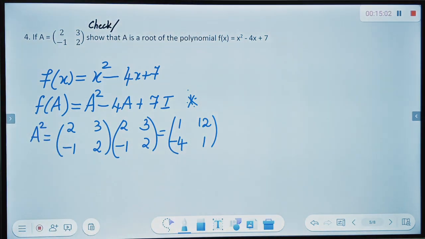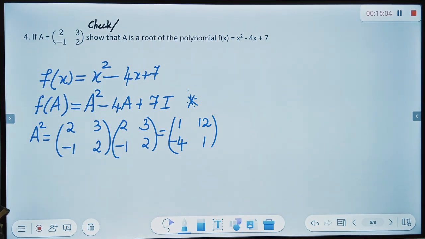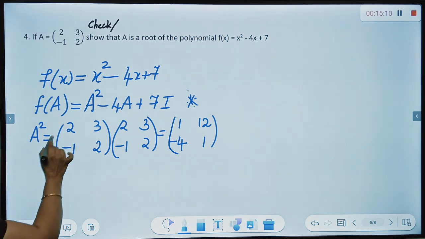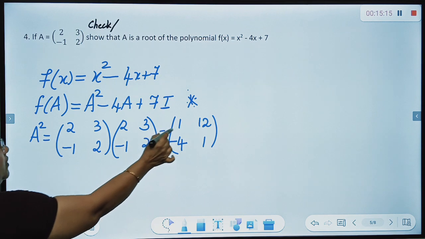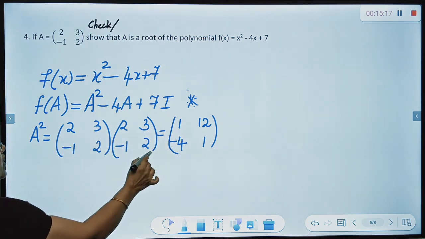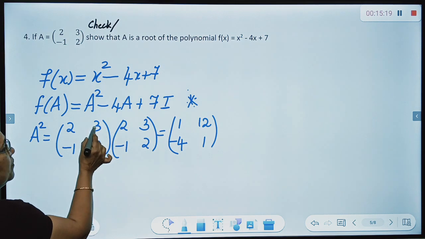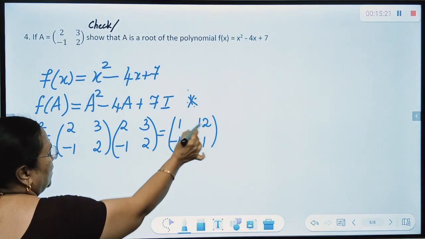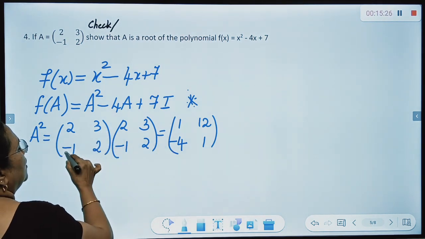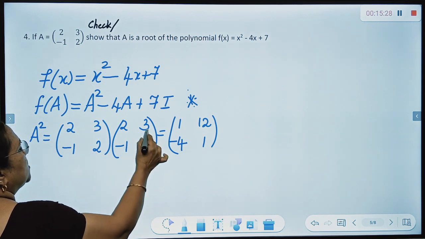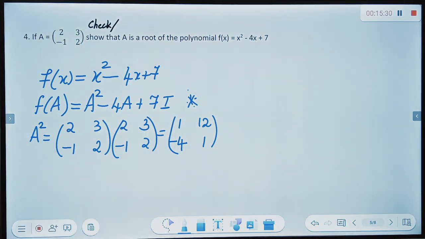See, whenever I make these calculations, I always check again, because it is very easy to make mistakes in these calculations. So let's check once again. First row, first column, 2 into 2, 4. 4 minus 3, 1. First row, second column, 2 into 3, 6, plus 3 into 2, 6, 6 plus 6, 12. Second row, first column, minus 2, minus 2, minus 4. Second row, second column, minus 3 plus 4, which is plus 1. Now what is 4A?